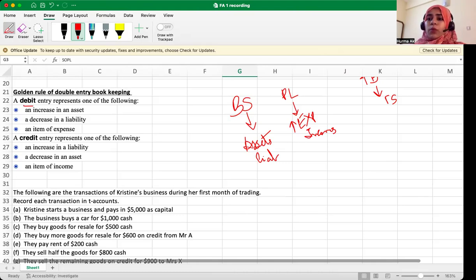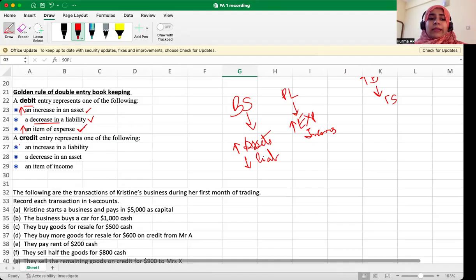And golden rule number one is that you debit an entry when the expense increases. Okay, so that's what is over here. Increase in the expense. Or when your asset increases. When your asset increases, it's a good thing, so you debit that as well. Or when your liability decreases. Okay, liability decreases. That's the golden rule.